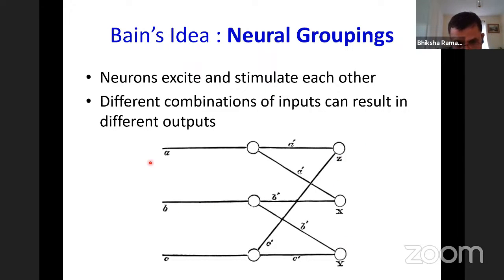But then, in the same network, different outputs are going to fire depending on what pattern of inputs you get. So for example, if A and B are high, X will fire. If A and C are high, Z will fire. If B and C are high, Y will fire. So although it's a single circuit, different combinations of inputs will produce different outputs.